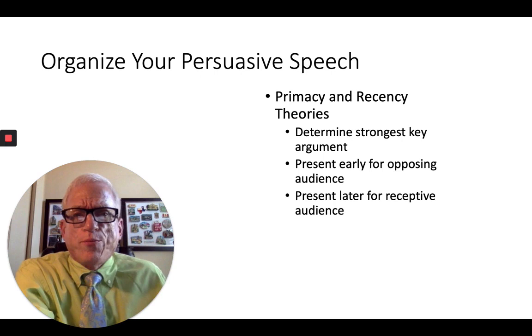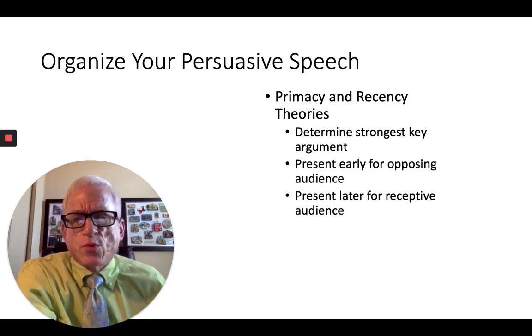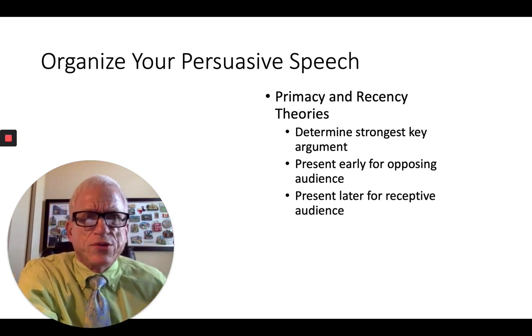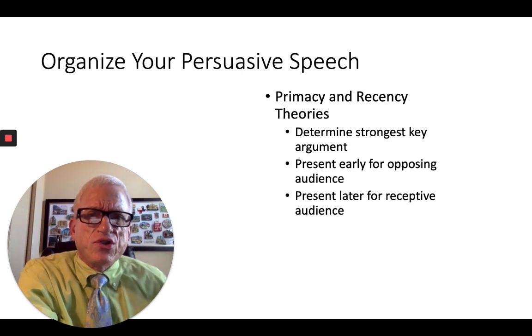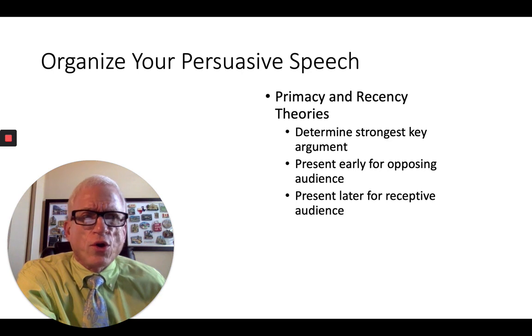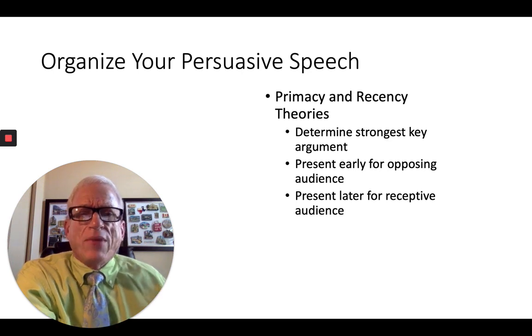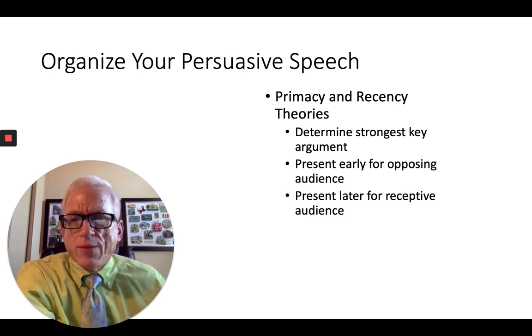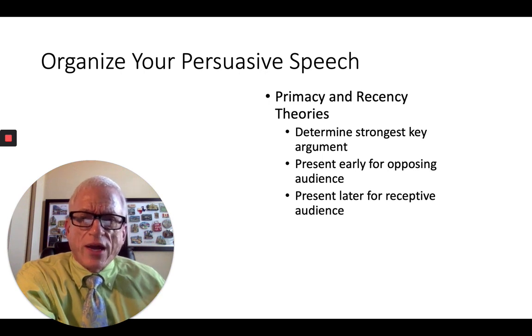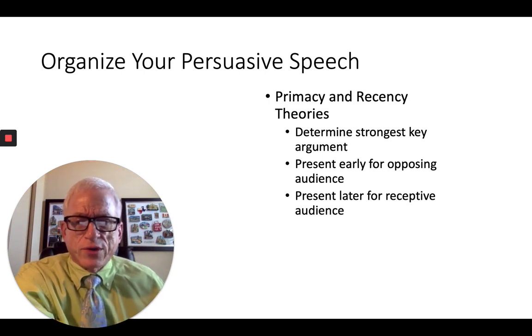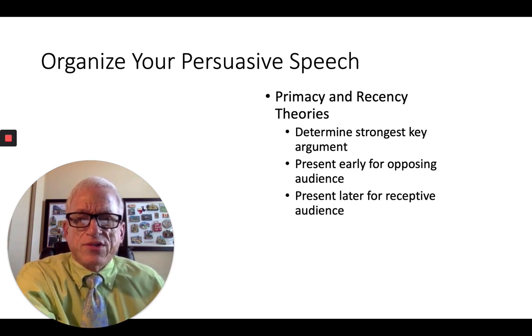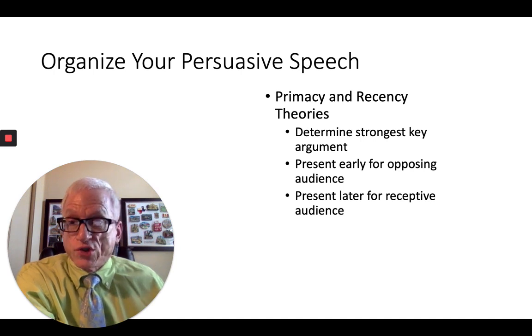We also have what are called primacy and recency theories. When we organize our persuasive speeches, the best way for you to persuade an audience is to engage in a process where your audience is compelled by things that are either very primary or the most recent. Primacy theory says that audiences are compelled by the thing they hear first, because they believe that's likely to be the most important.